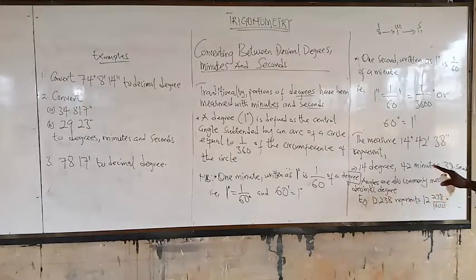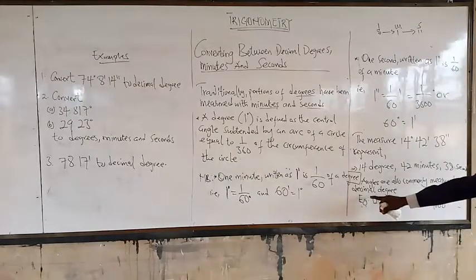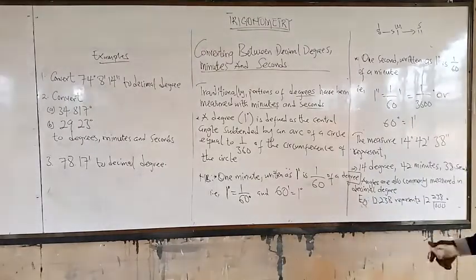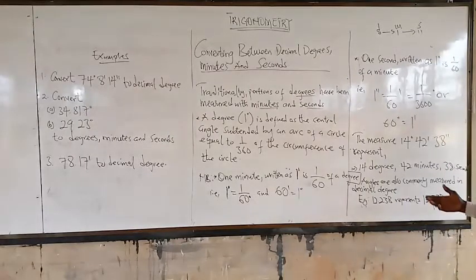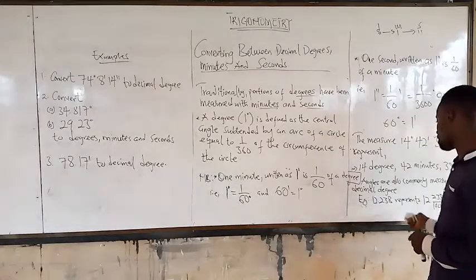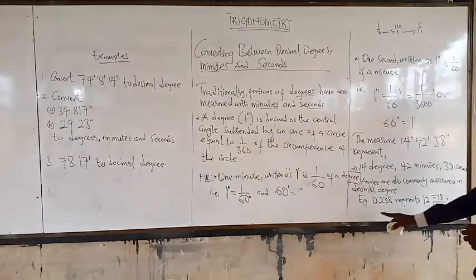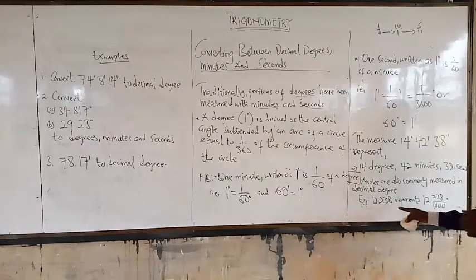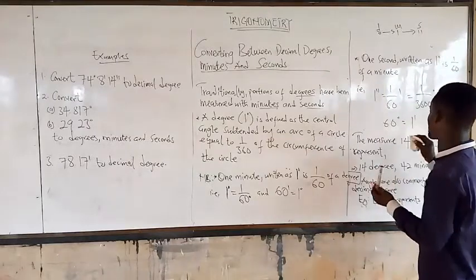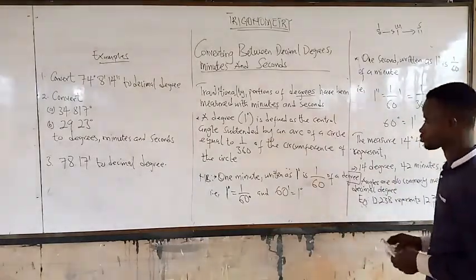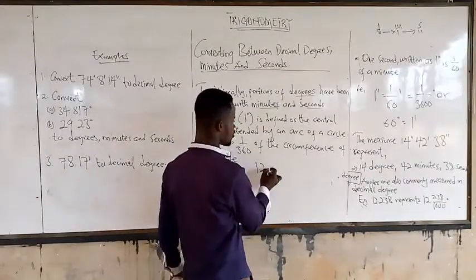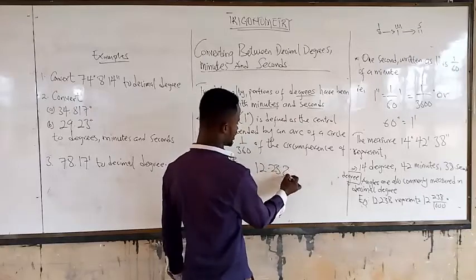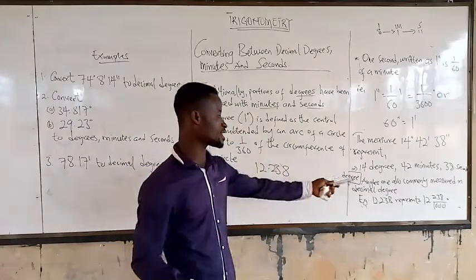Angles are also commonly measured in decimal degrees. It's not always that angles are measured in minutes. Sometimes it's also measured in decimal degrees, and that is what we have here. And we are saying that 12.238 represents 12. Then it's like this. I want to clean somewhere. It's like this. 12.238. Alright?